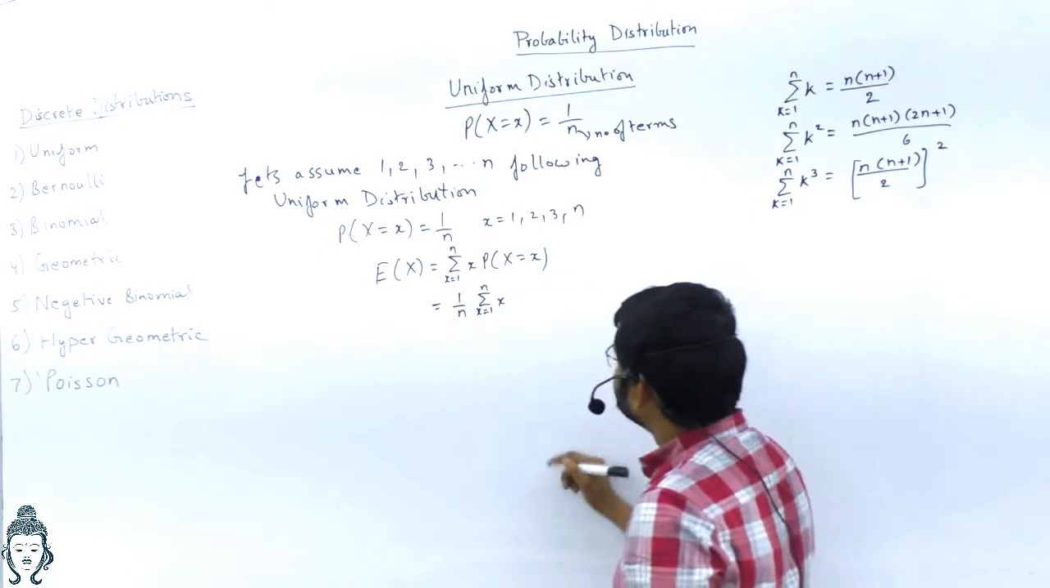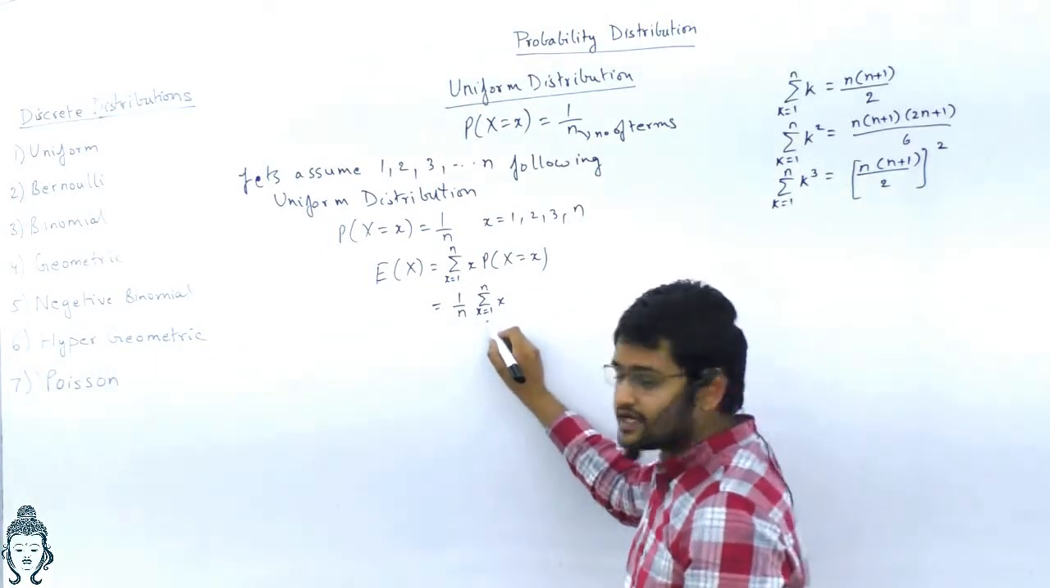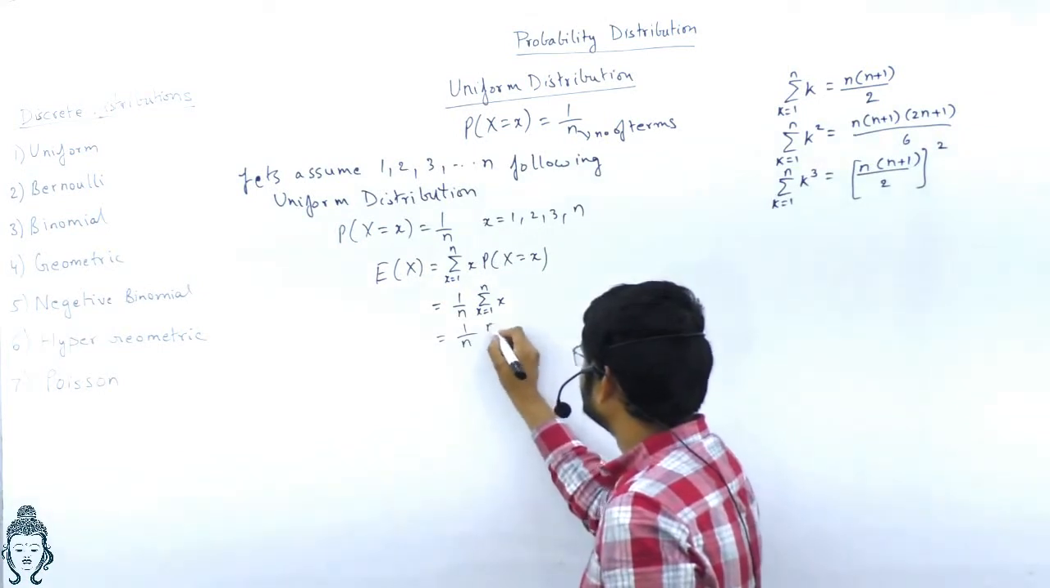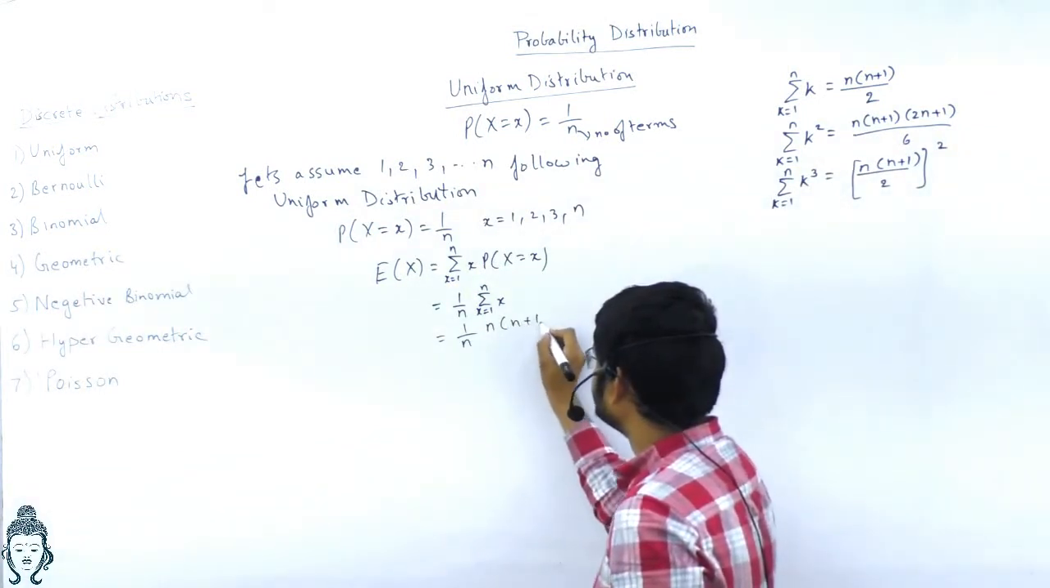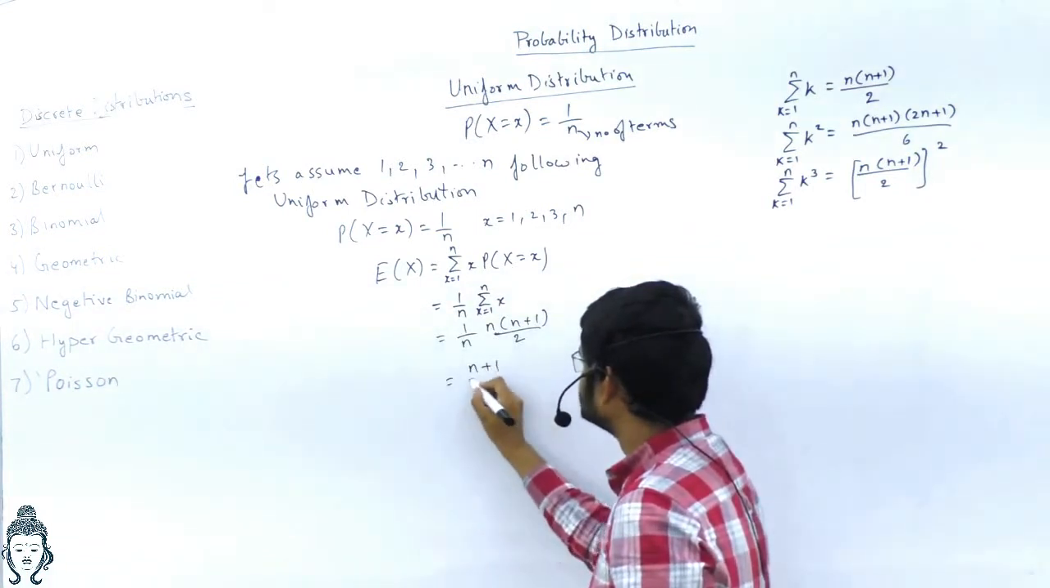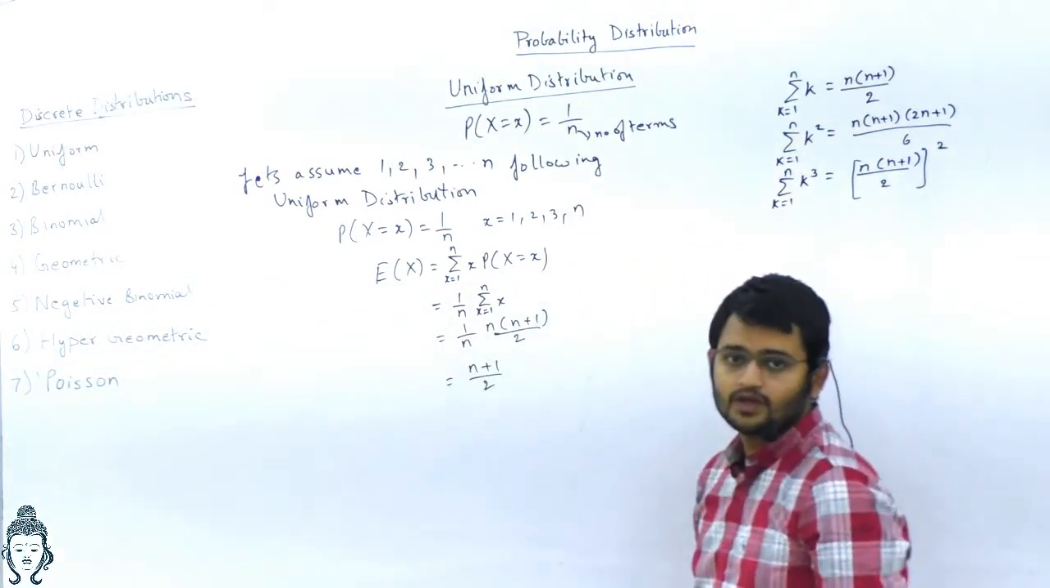So here this is nothing but the sum of first n natural numbers. So I can write it as 1 by n into n into n plus 1 by 2, or you can say it is nothing but n plus 1 by 2.